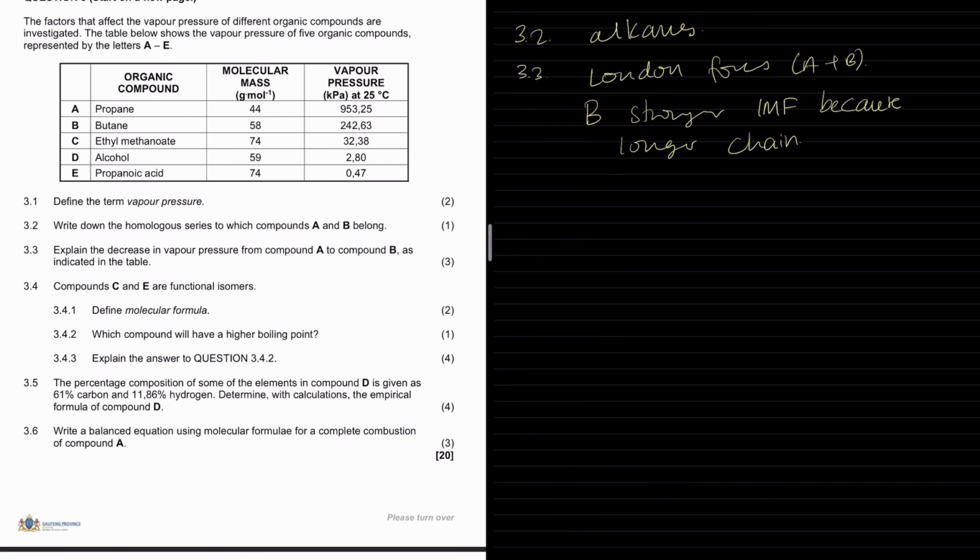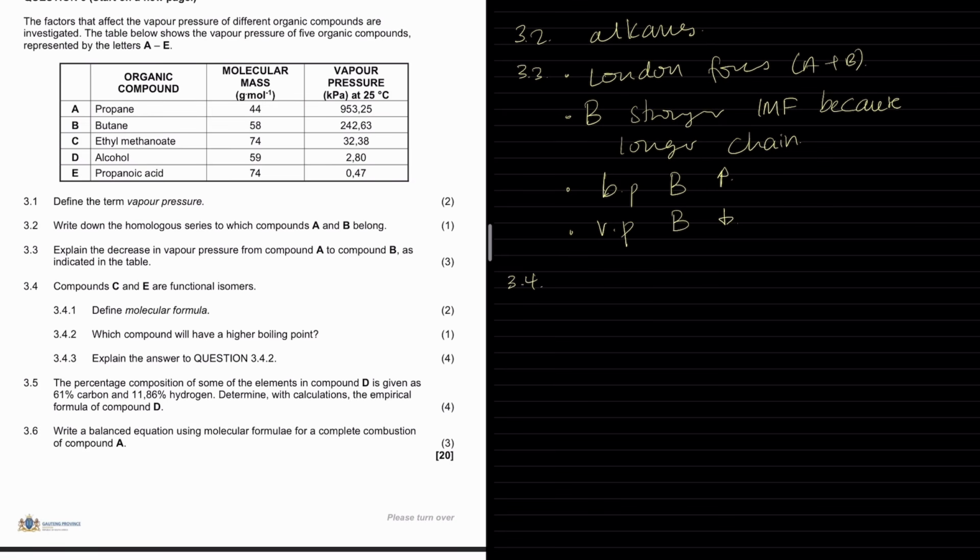And if the intermolecular force increases, it means that the boiling point is going to increase. So the boiling point of B is going to increase. That means the vapor pressure of B is going to decrease, because remember, vapor pressure and boiling point are opposite to each other.